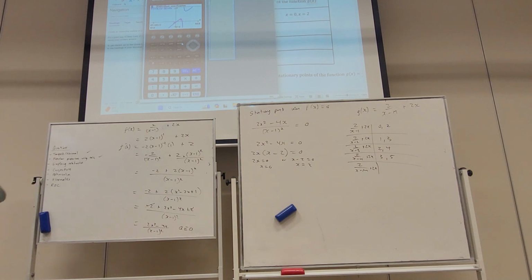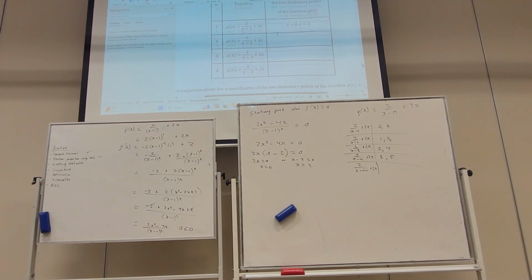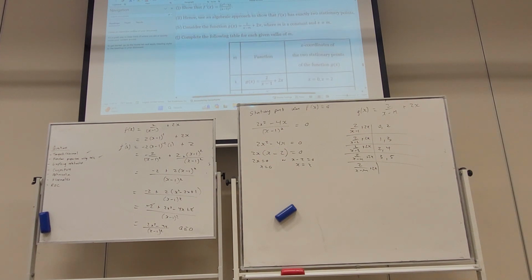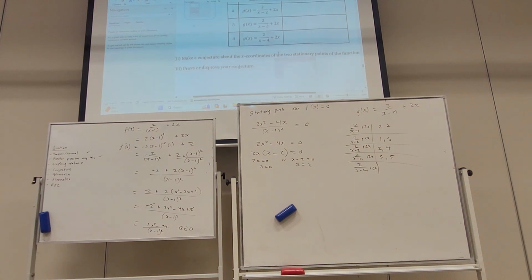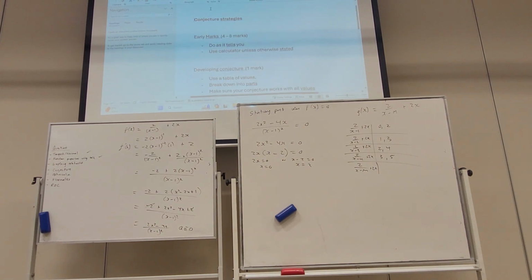Okay, so then they're the early marks, okay? And we've got to make sure we get them. You get about 5 early marks for this question, okay? Make sure we're getting those. Then we move into the part where it starts to get a bit more tricky. So if we look at my strategy here, early marks: do as it tells you, use your calculator unless stated otherwise. In both of those it says show that it's this, use an algebraic process, show that it's this.